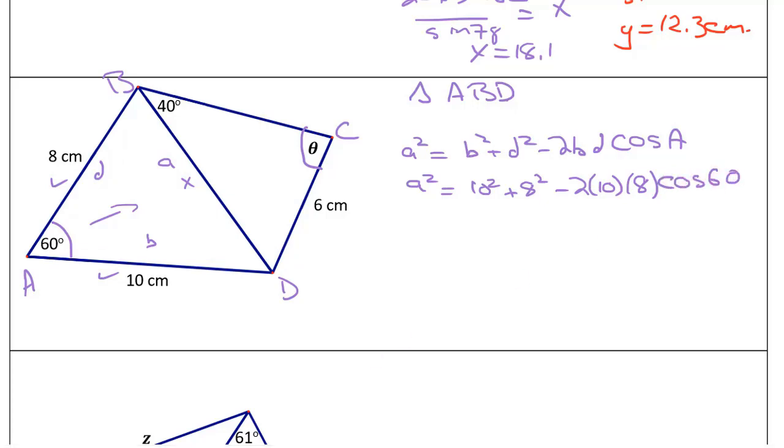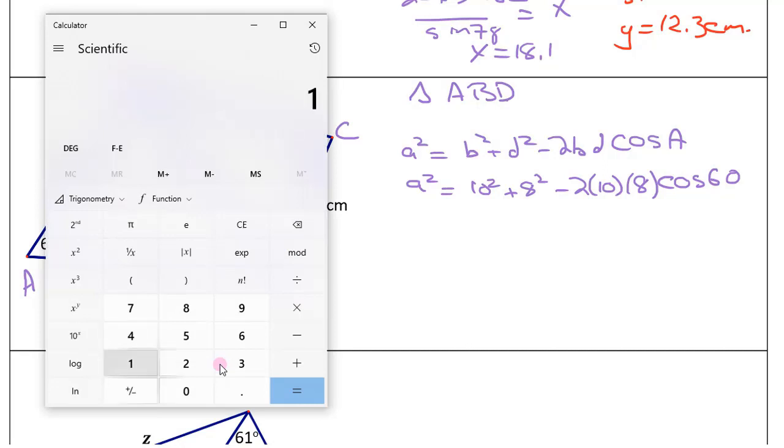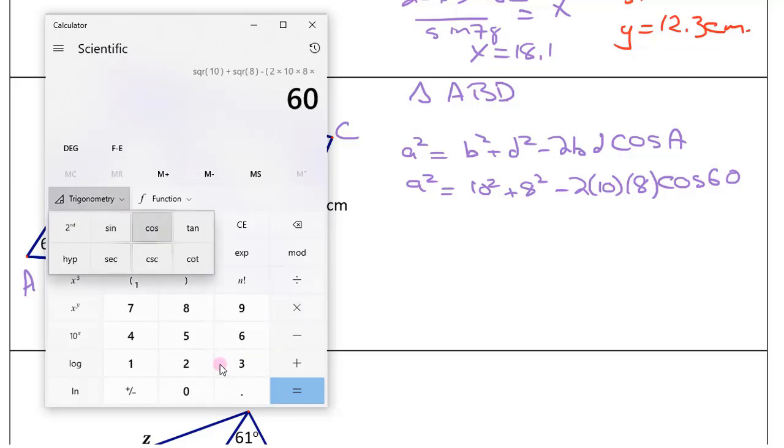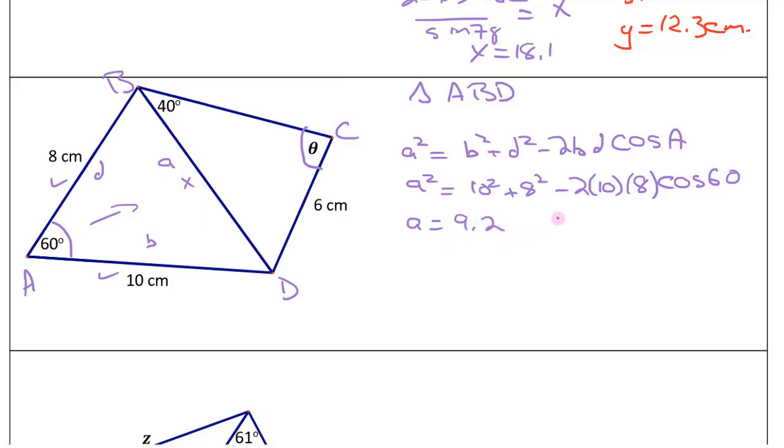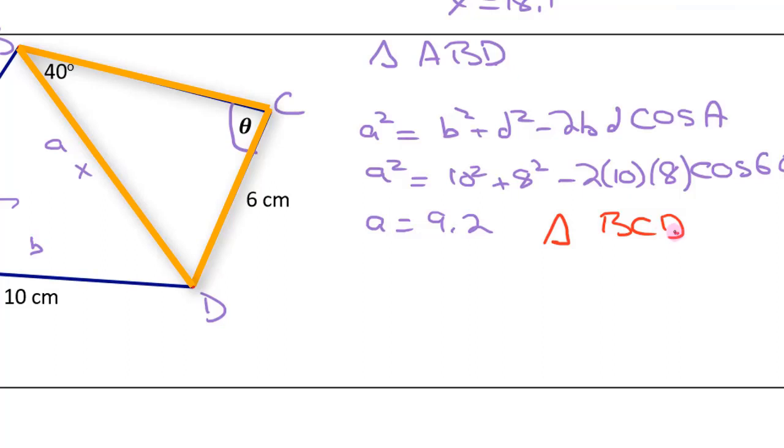of 60 degrees. I'm going to pull up my calculator and start off by going 10 squared plus 8 squared minus, I want to put this into brackets, so it's going to be 2 times 10 times 8 times the cosine of 60. And now I can close my bracket, hit equals, and now I know that a squared is going to be 84. I can take the square root of 84, and now I know that a is going to be 9.2. Now I can turn my focus to triangle BCD.